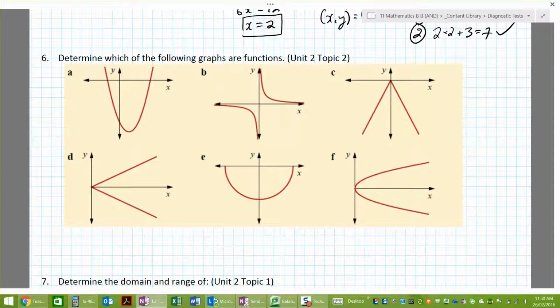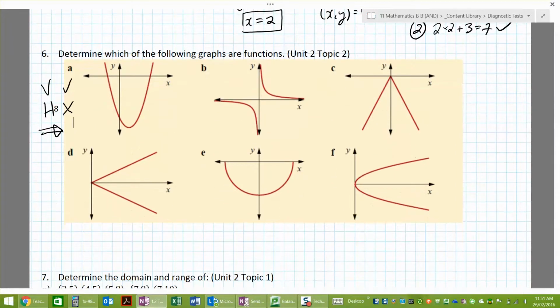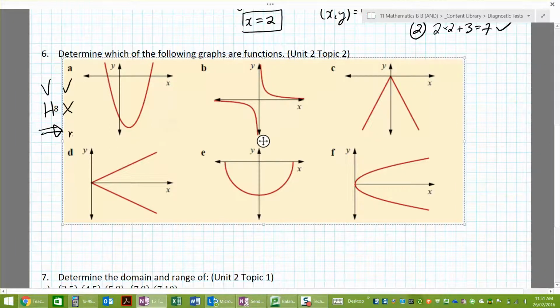So question 6: determine which ones are functions and also classify them. So question A, does it pass the vertical line test? Looks good. So vertical line test is good. Horizontal line test, no good. So this is a function because it passes the vertical line test. This function is going to be a many-to-one function.